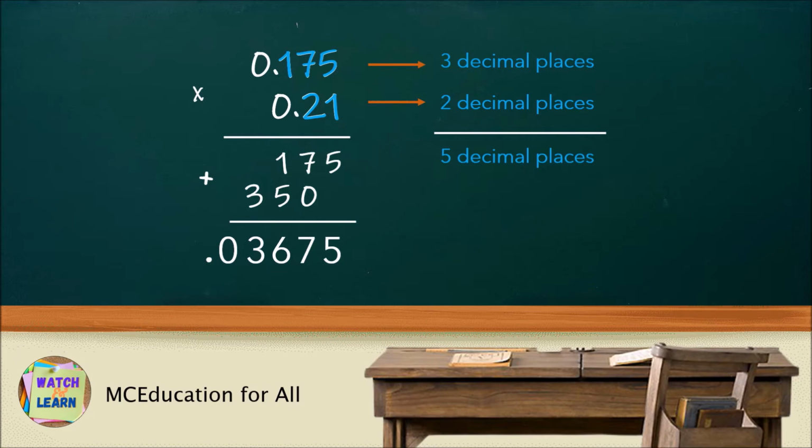Also, don't forget to write the leading zero before a decimal point. Why? Because number 1, it indicates that the number is less than 1. Number 2, the leading zero helps us not to miss the decimal point and makes it stand out. And number 3, the value has a potential to exceed 1.0. Thus, the product of 0.175 times 0.21 is 0.03675.